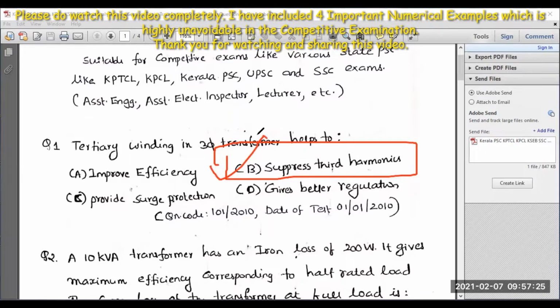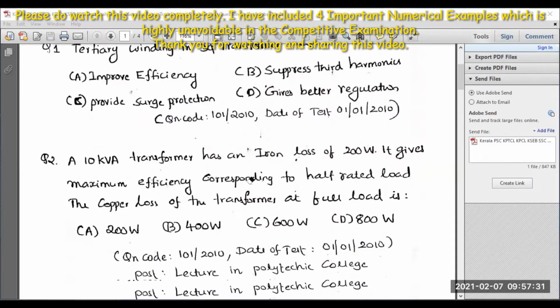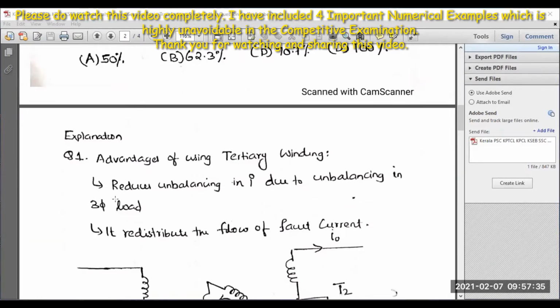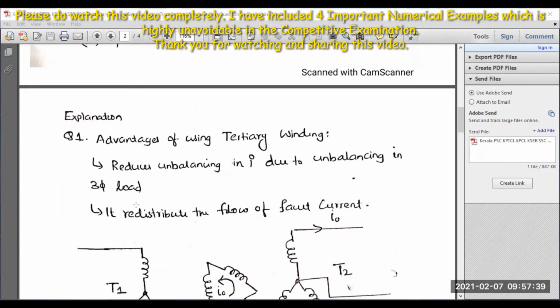Let us discuss the advantages of tertiary winding in three-phase transformers. I will show you what the advantages are. It reduces unbalancing in the three-phase system due to unbalanced three-phase load. That's the first and foremost advantage. Then it redistributes the flow of fault current, which is also a good reason for installing the tertiary winding.